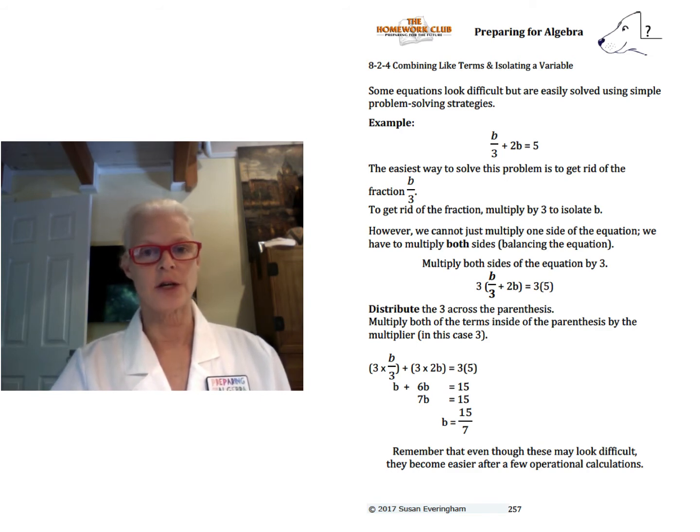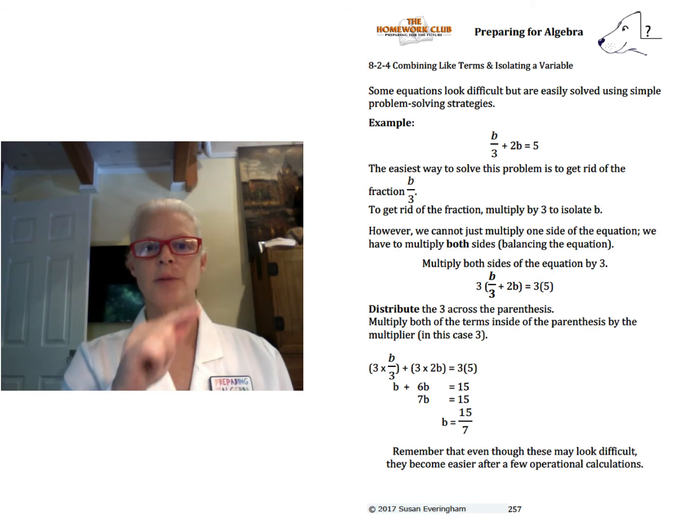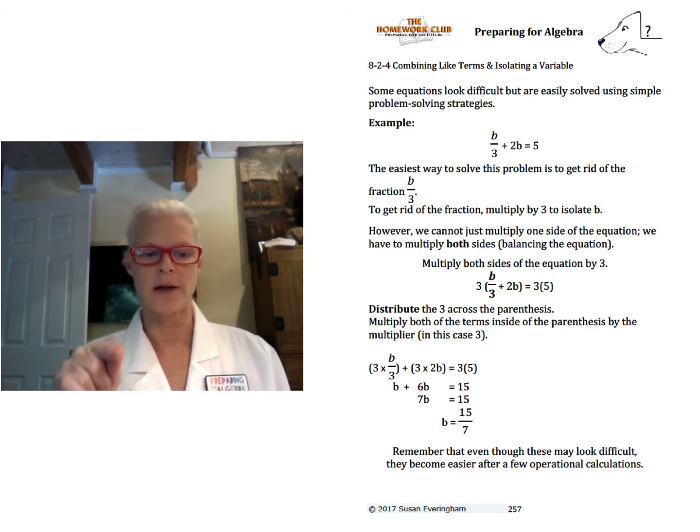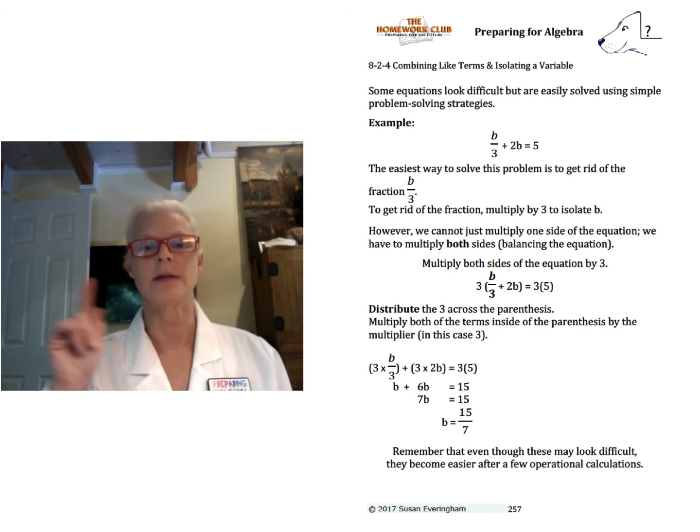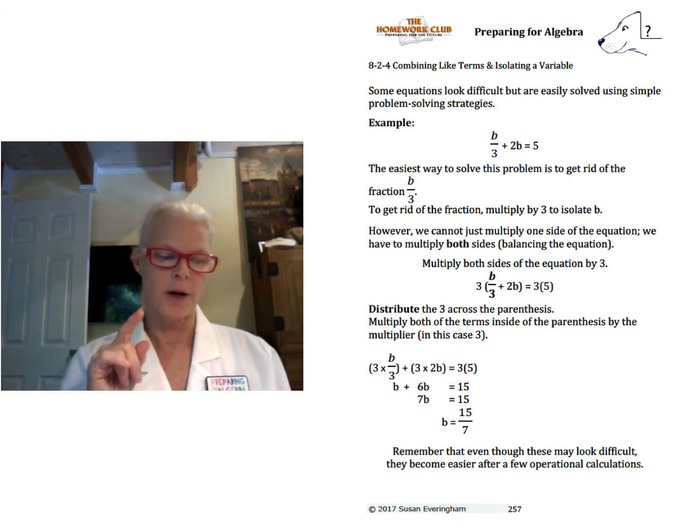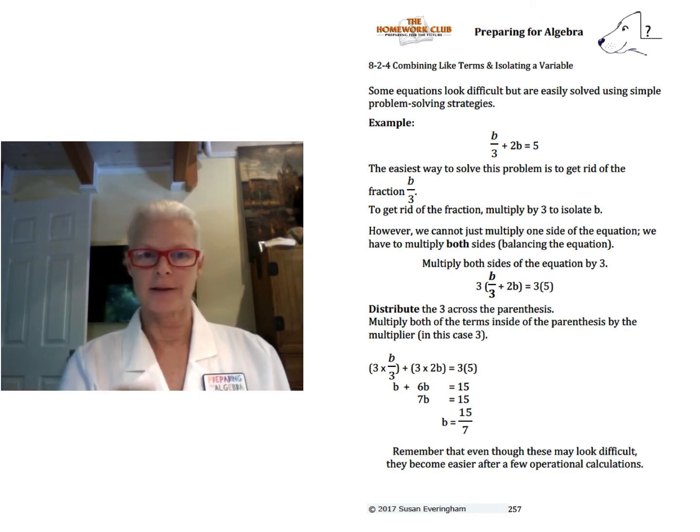Since we have a division and the 3 is in the denominator, we're going to multiply by 3, using the distributive property to multiply through the first binomial, and then multiply 3 times 5, giving you b plus 6b equals 15. b equals 2 1/7. So that's a simple example.